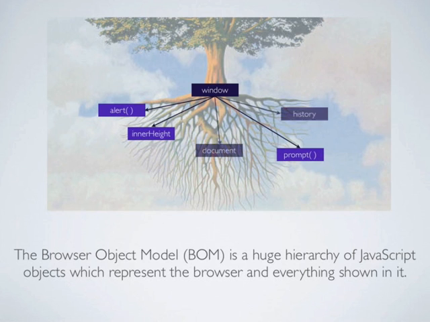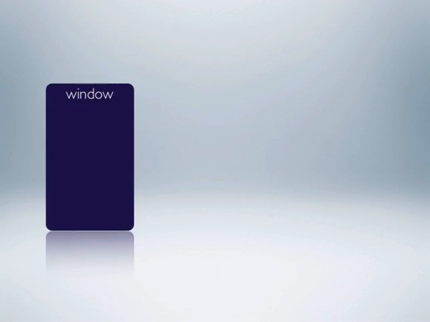Besides these attributes and methods, the window object also contains other objects, sub-objects you might call them. These sub-objects may themselves contain other attributes, methods, and sub-objects. All of these things taken together form a huge hierarchy, a huge tree, where the window object is at the top and everything else is contained inside of it.